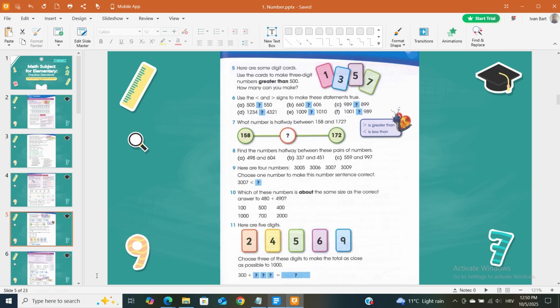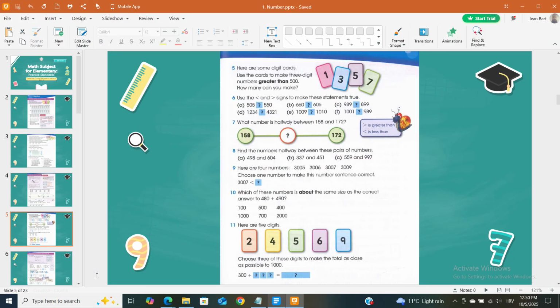11. Here are five digits: 2, 4, 5, 6, 9. Choose three of these digits to make the total as close as possible to 1,000. 300 plus ?